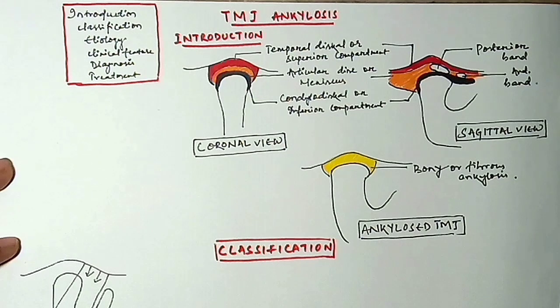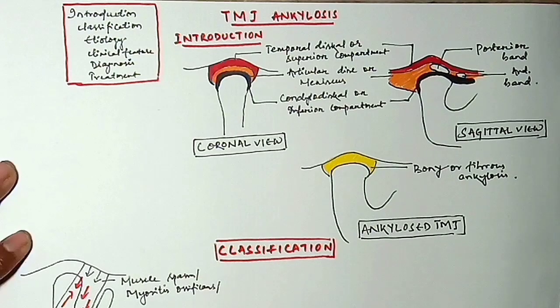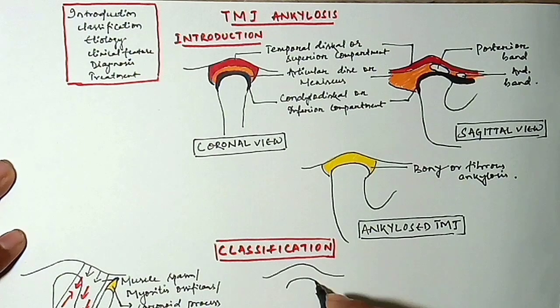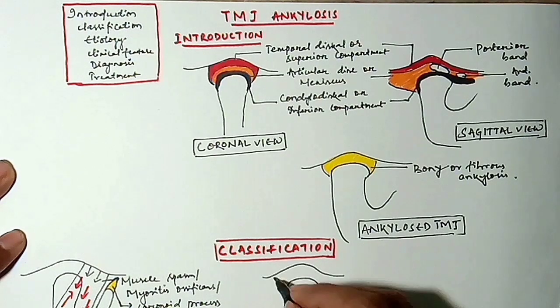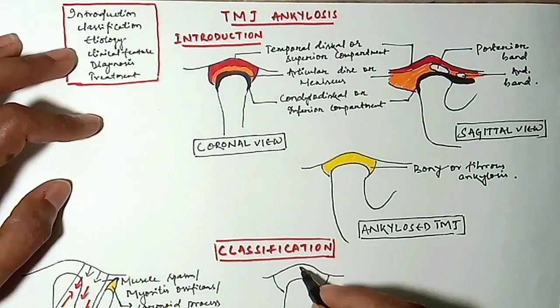False ankylosis occurs due to muscle spasm, myositis ossificans or coronoid process hyperplasia, which don't cause ankylosis directly. These are indirect causes. And there is true ankylosis, in which there is fibrous formation or bony formation inside the capsule, or you can say in the compartments, and which is known as true ankylosis, that may be fibrous or may be bony.